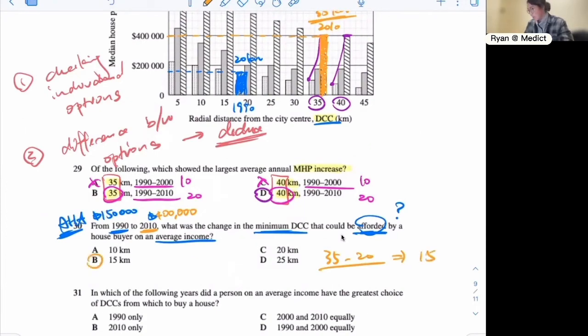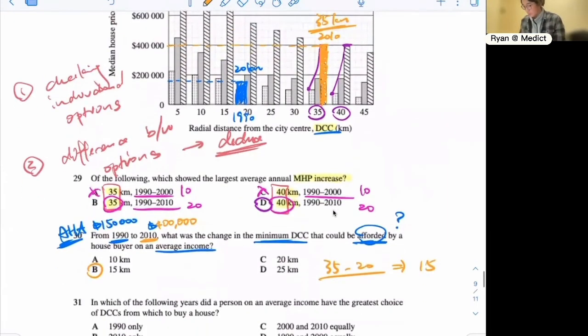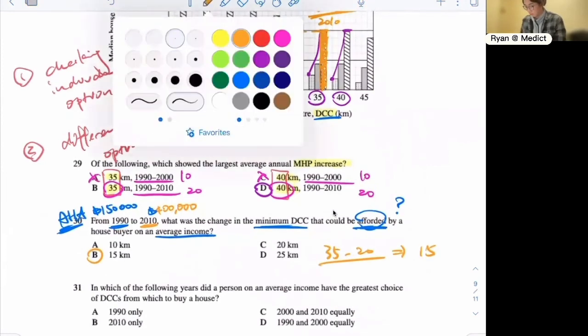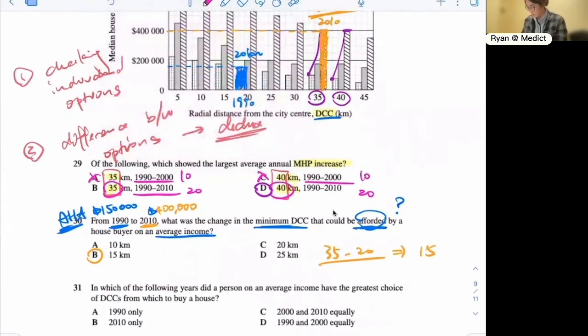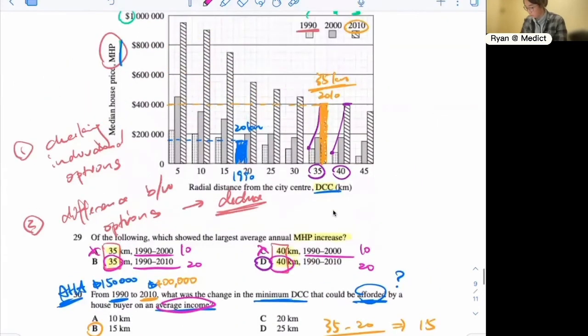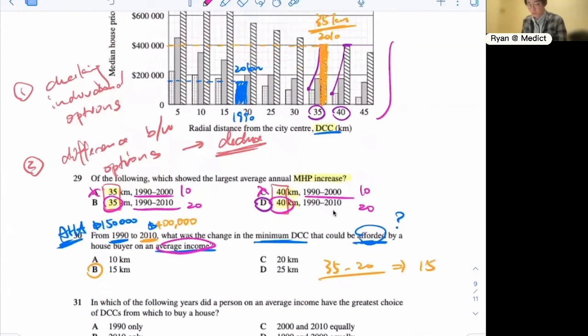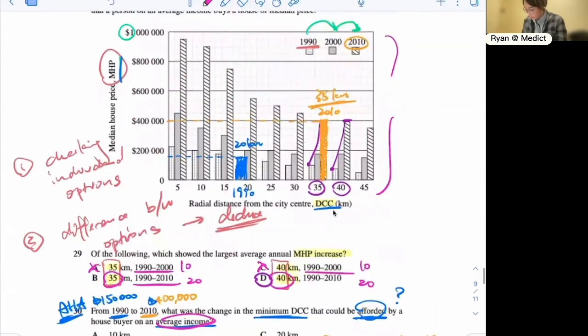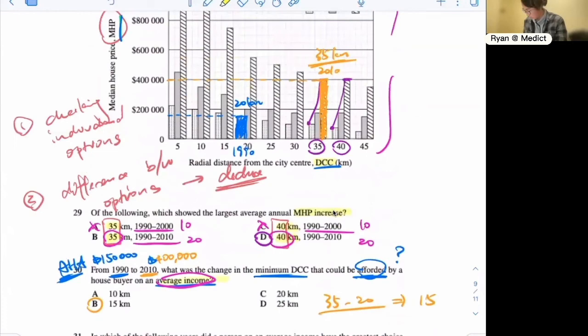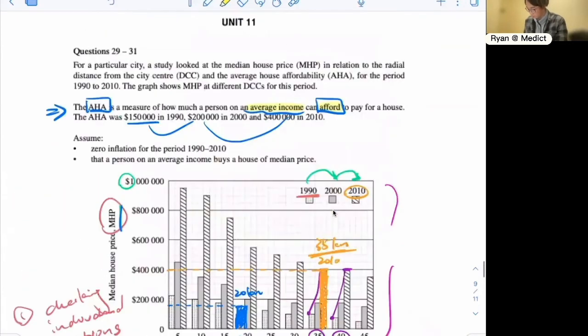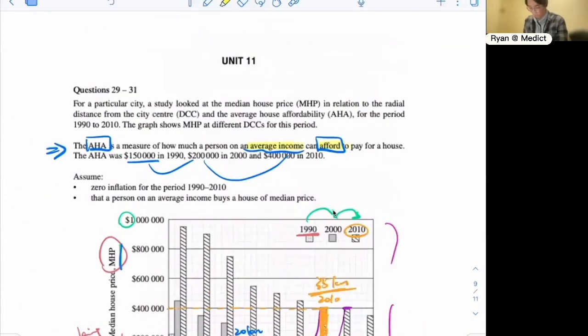So what's the key takeaway from this question? The key takeaway is that if we see information that they require us to identify, but we don't know, like we never really thought about average income when we interpreted those charts, then we have to find that from the additional information. And the way we do that is just by looking at keywords. Average income, afford, average income, afford.